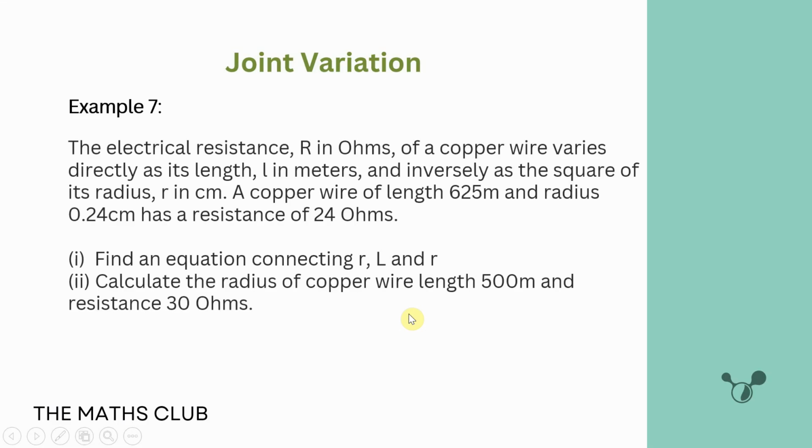This example says that the electrical resistance R in ohms of a copper wire varies directly as its length, L in meters, and inversely as the square of its radius, r in centimeters. A copper wire of length 625 meters and radius 0.24 centimeter has a resistance of 24 ohms. Find an equation connecting R, L, and r, and then calculate the radius of the copper wire of length 500 meters and resistance 30 ohms. I want us to solve this one together.